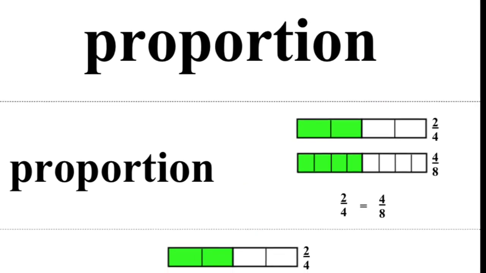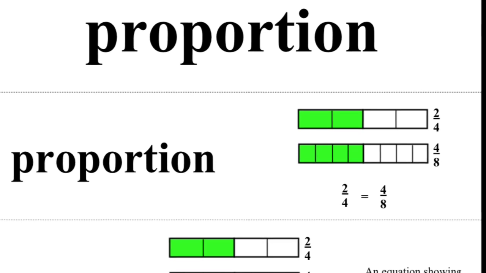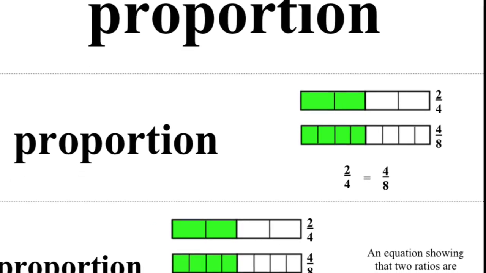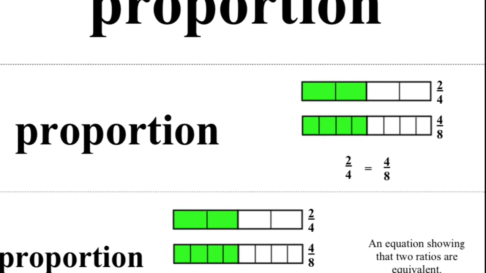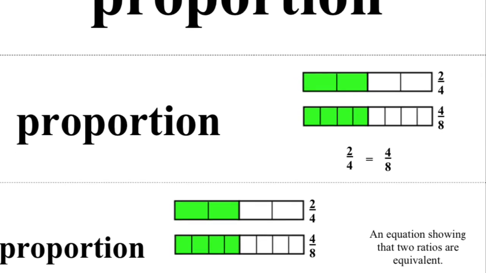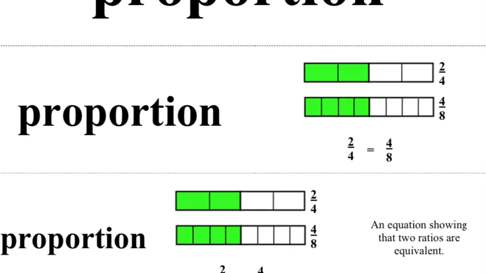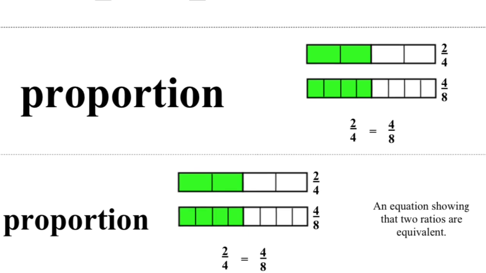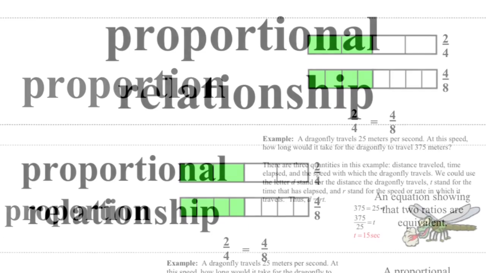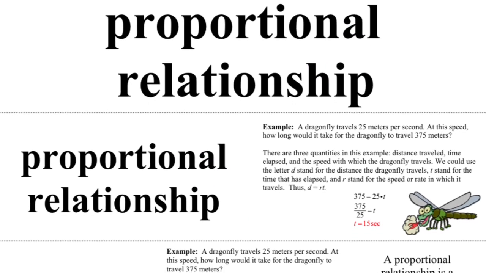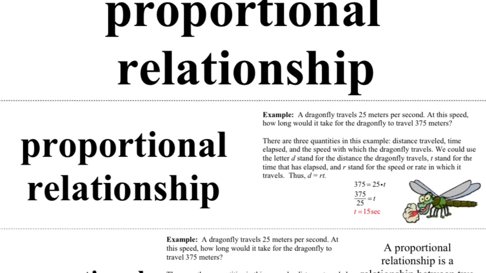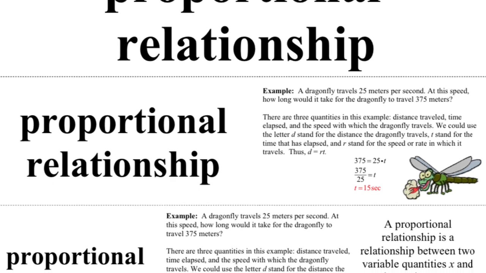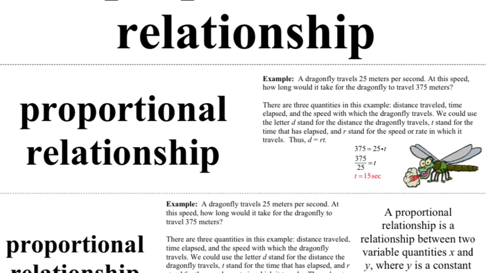A proportion is when two fractions equal each other. So as you can see in the picture, 2/4 is the same as 4/8. A proportional relationship describes proportional reasoning. Usually it looks like a graph that goes through the origin, and it's going to be a straight line.